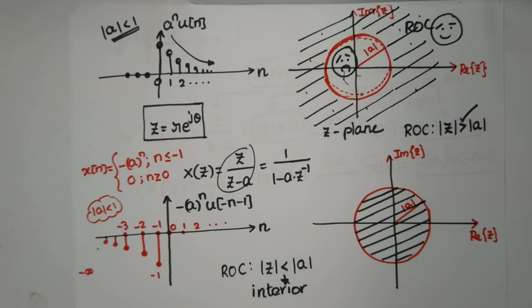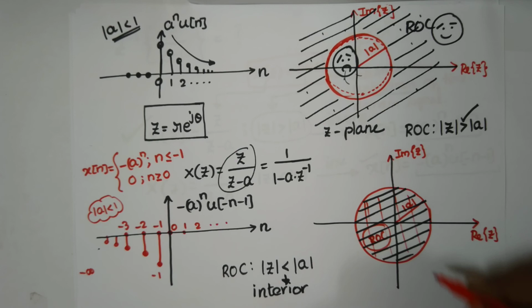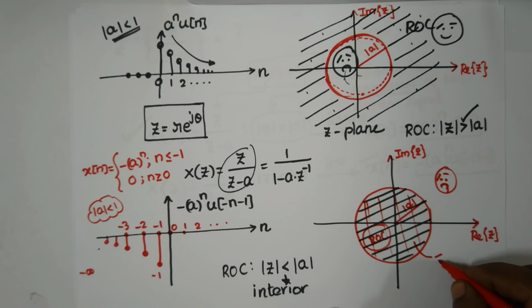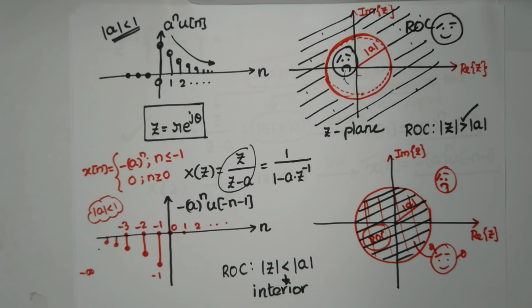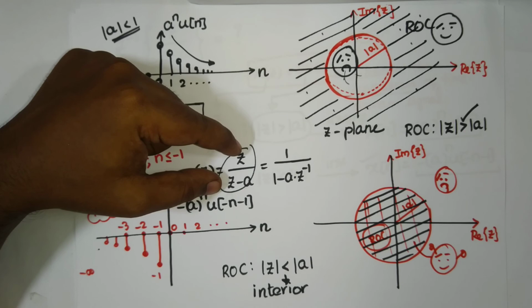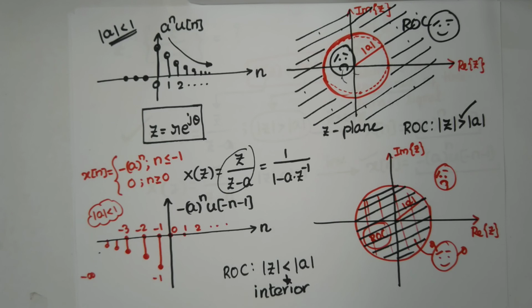So this entire region is my region of convergence. Outside there is no ROC, but inside it is very happy. That means this x of z for the anti-causal sequence, of course with the same closed form, will settle down inside this circle of radius a, and of course this a is the pole here. So this is a brief discussion about the z transformation of an infinite duration causal sequence and anti-causal sequence.